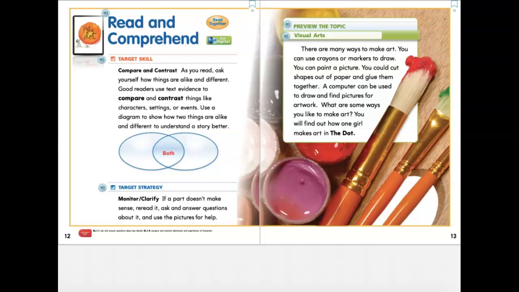Our topic for our story is visual arts. There are many ways to make art. You can use crayons or markers to draw. You can paint a picture. You could cut shapes out of paper and glue them together. A computer can be used to draw and find pictures for artwork. What are some ways you like to make art? You will find out how one girl makes art in the story, The Dot.